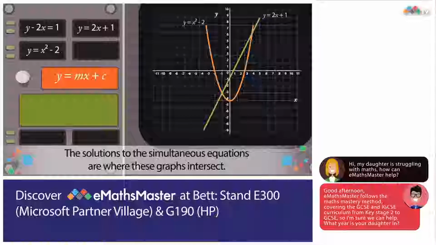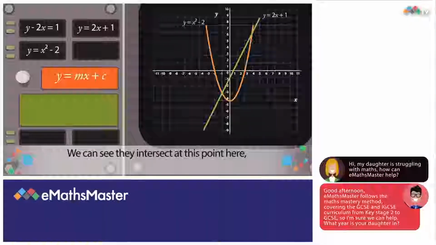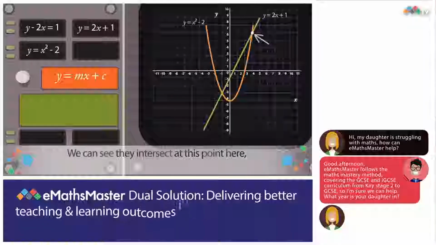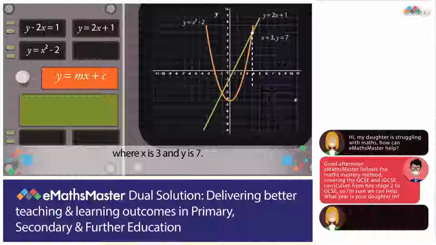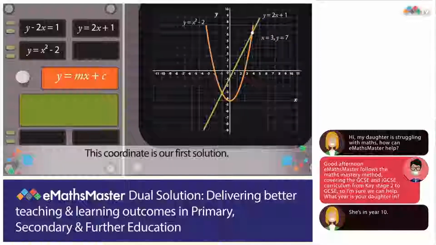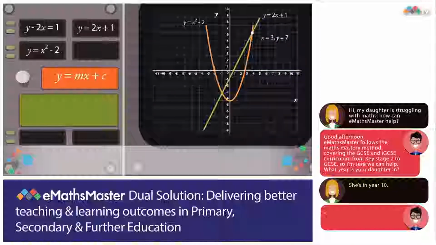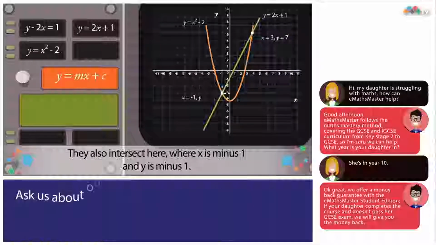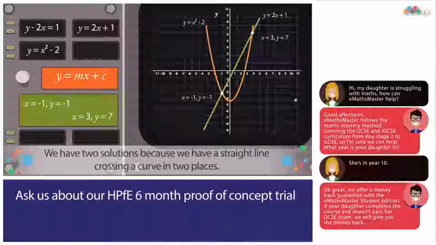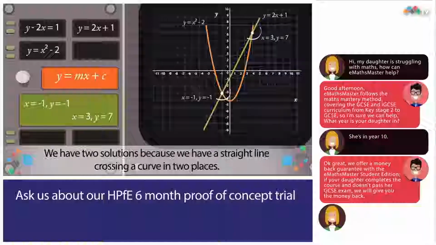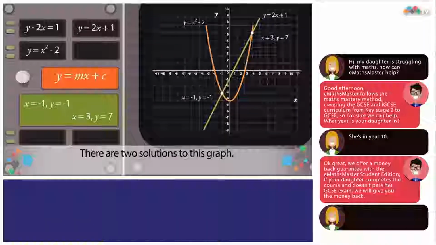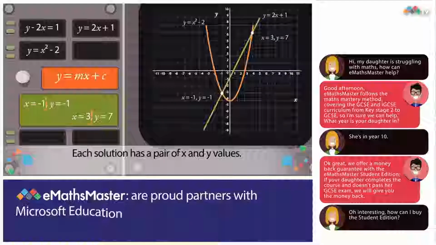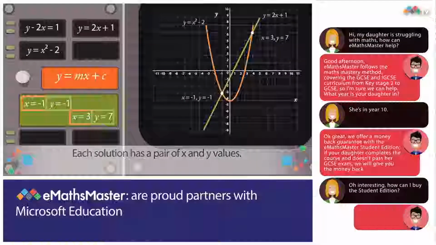The solutions to the simultaneous equations are where these graphs intersect. We can see they intersect at this point here, where x is 3 and y is 7. This coordinate is our first solution. They also intersect here, where x is -1 and y is -1. We have two solutions because we have a straight line crossing a curve in two places. Each solution has a pair of x and y values.